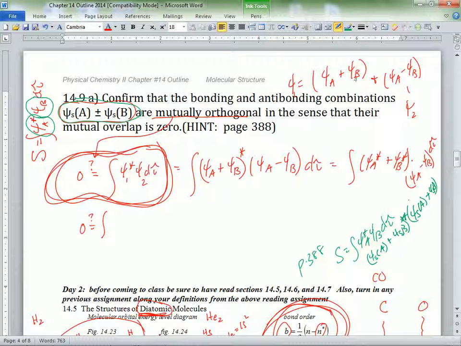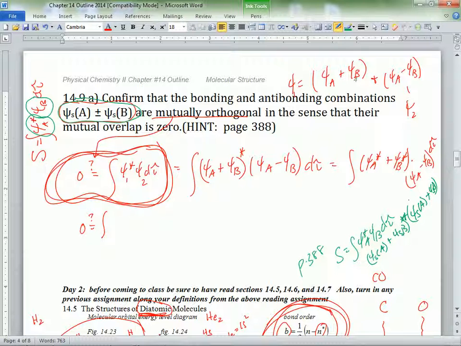So in these overlap integrals, they're saying to do the plus and the minus combination, that the bonding and the anti-bonding combinations are mutually orthogonal. If you said they were both plus or minus, what would happen? Try it. Well, let's do this one first. One step at a time, right? So great question. Just try it. But first, let's show you how to do one of these.